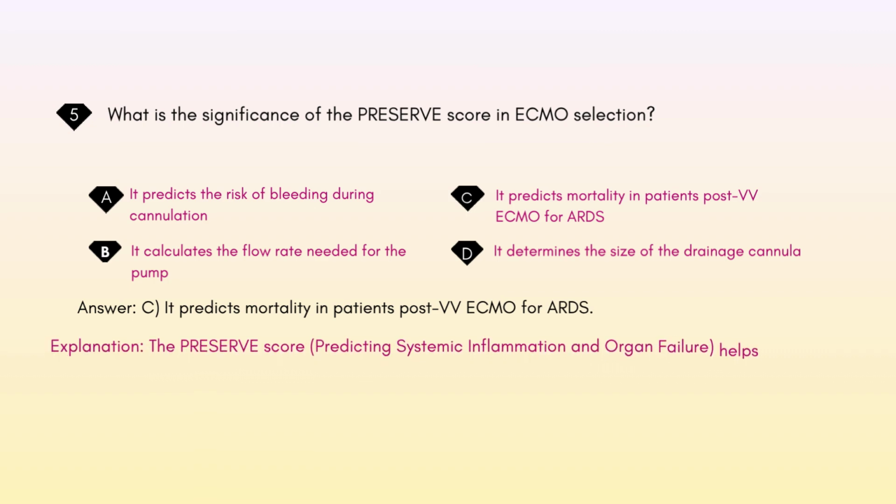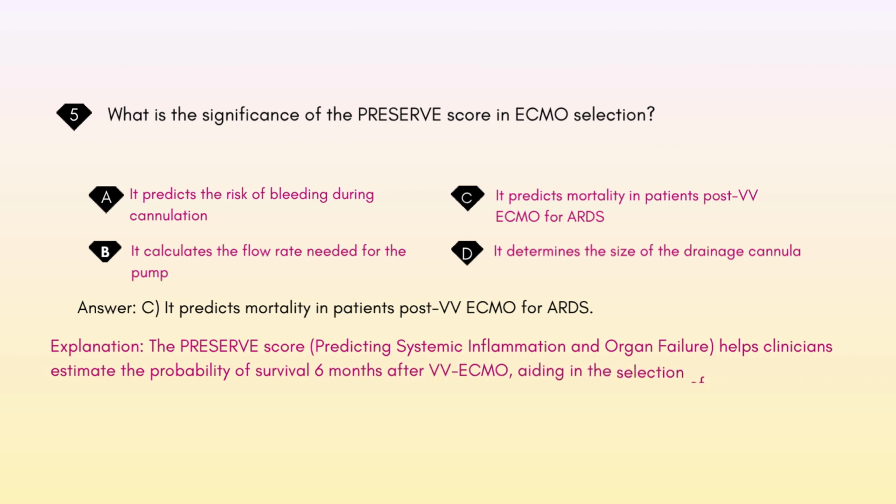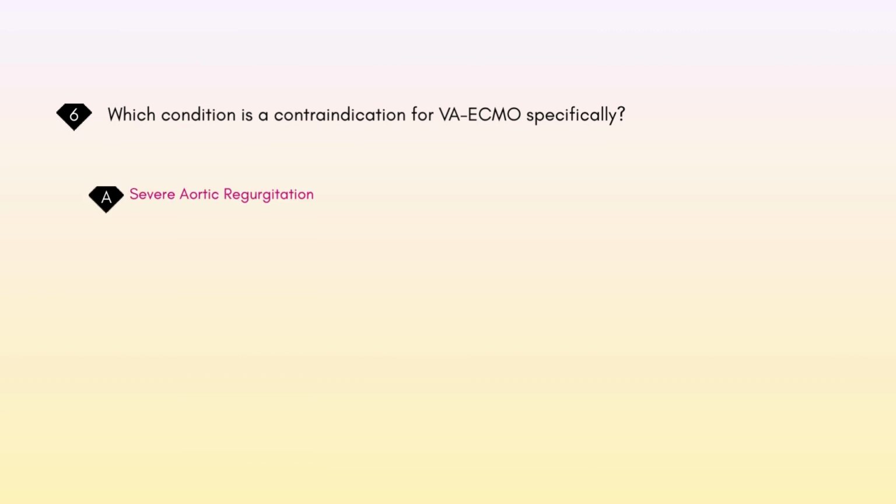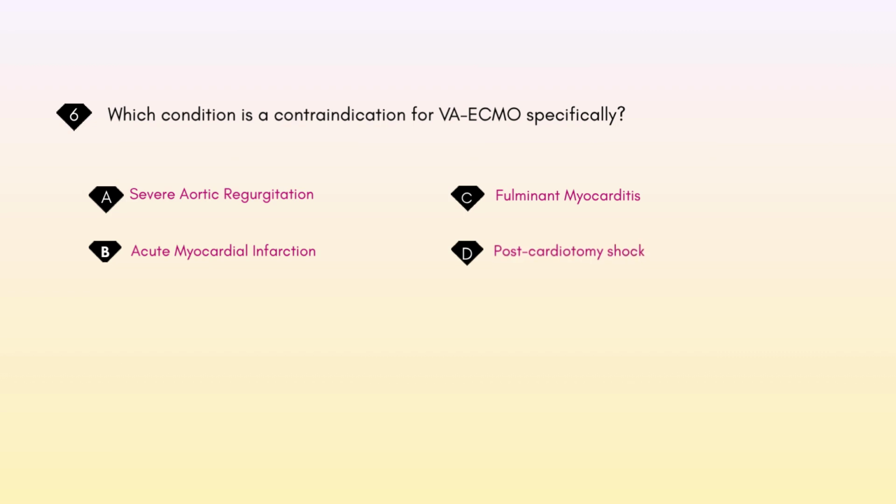Explanation: the PRESERVE score, predicting systemic inflammation and organ failure, helps clinicians estimate the probability of survival 6 months after VV ECMO, aiding in the selection of patients most likely to benefit. Which condition is a contraindication for VA ECMO specifically? A. Severe aortic regurgitation. B. Acute myocardial infarction. C. Fulminant myocarditis. D. Postcardiotomy shock. Answer: A.